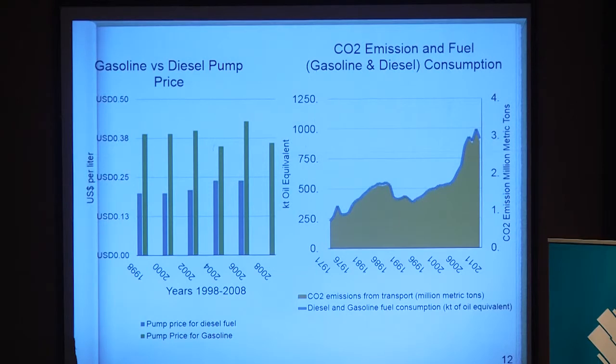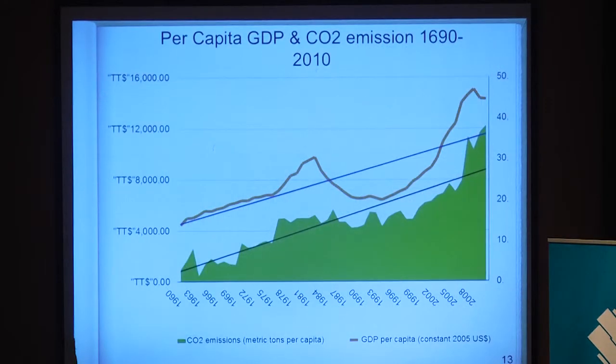From these graphs, I'm sure there's a parallel increase in terms of our CO2 emissions and our transportation and how many vehicles we have on the road. And we have one of the lowest costs in terms of energy due to the fuel subsidies. This graph also shows that there's a parallel increase in our income, in terms of GDP per capita, and CO2 emissions.